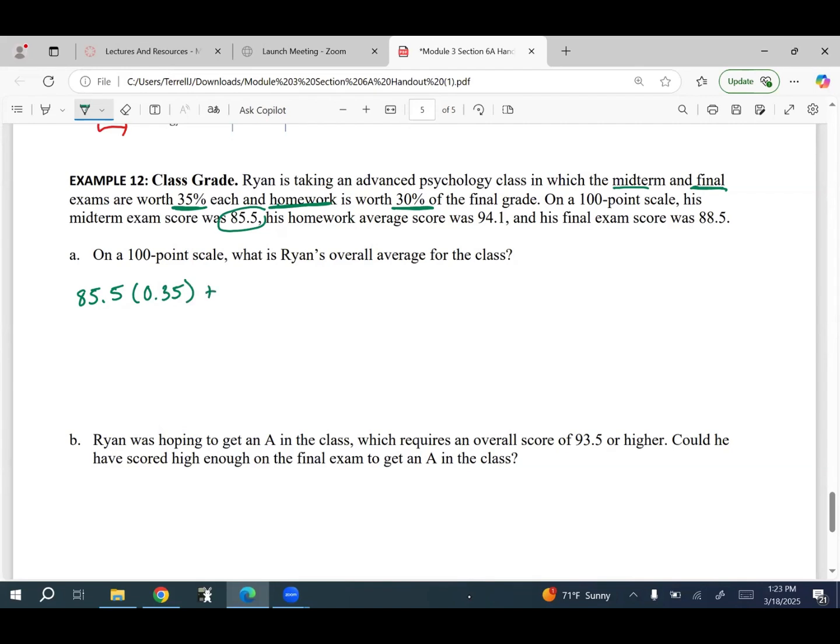Plus, let's look at homework. Homework, the score was 94.1, and we know homework is worth 30%, so multiply by 0.30. And then finally, the final, his score was 88.5, and the final is also worth 35%, so multiply by 0.35. And you can multiply just like this on your calculator. You should get 89.13. That means that is the student's grade in the class.